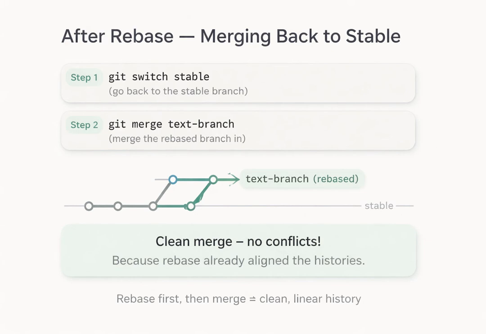Once you've completed the rebase and resolved any conflicts, you can now merge your branch back into the stable branch cleanly. Switch back to the stable branch with git switch stable, and then run git merge, followed by your branch name. Because you already rebased, meaning your branch's history is now aligned with stable's latest state, this merge will be clean and straightforward, often a simple fast-forward merge with no conflicts. This is the whole point of rebasing before merging. It keeps your project history linear and clean, rather than having a messy tangle of diverging and converging lines.